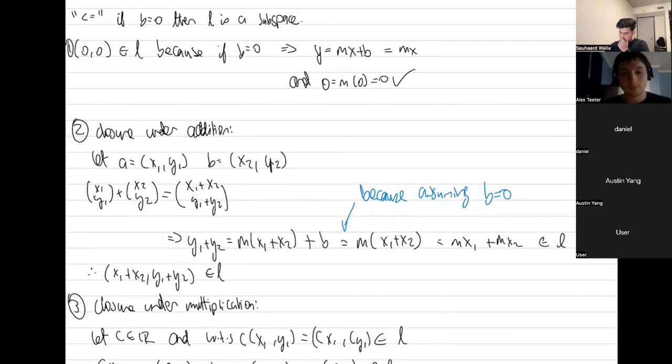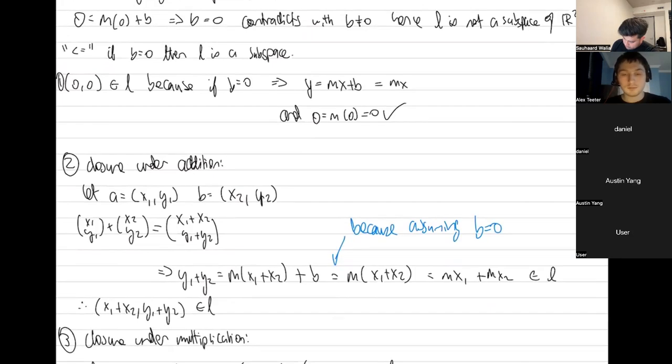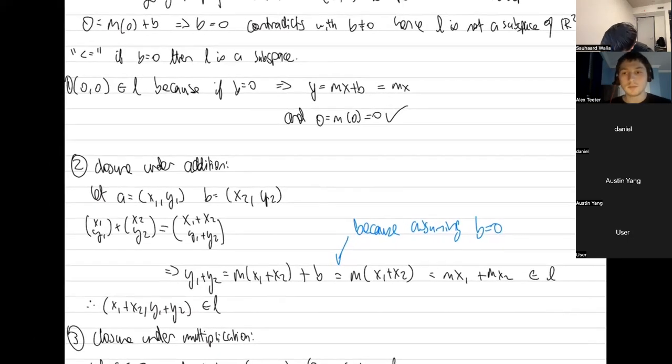Shouldn't it be like 2b or something, since you're supposed to add both equations together? Shouldn't there be y1 plus y2 equals m(x1 plus x2) plus 2b or something, since you're adding the two equations together? You are right. You could also have written this as, let's say, y1 is equal to m x1 plus b, and then written y2 is equal to m x2 plus b, and I think that's better actually. So thank you for pointing that out.